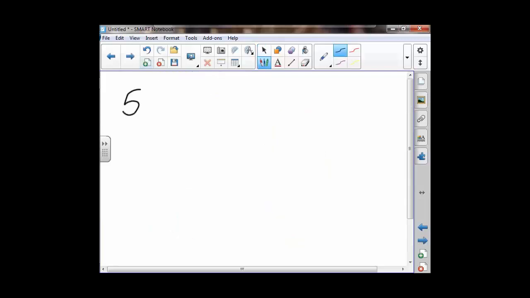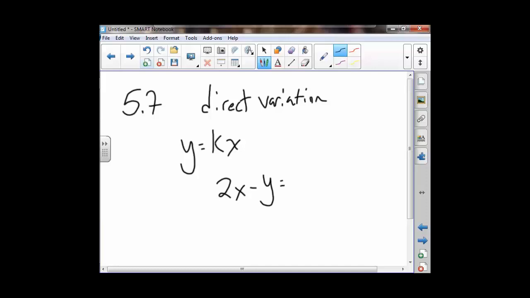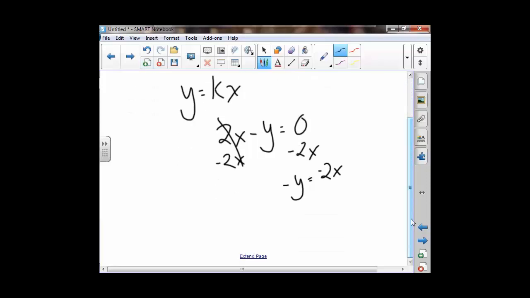So 5.7 is the direct variation, okay? Direct variation always looks like y equals kx. So if I looked at something like 2x minus y is equal to 0, then I could turn this into a direct variation equation by subtracting 2x from both sides. These cancel out, and I'm left with negative y is equal to negative 2x. I could divide both sides by negative 1, which would leave me with y is equal to positive 2x, and then I could graph this.